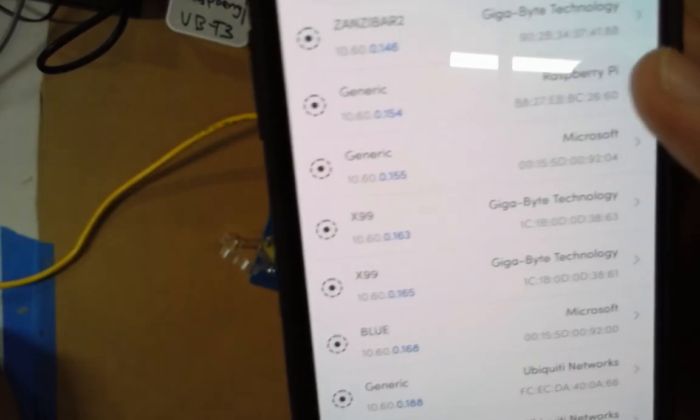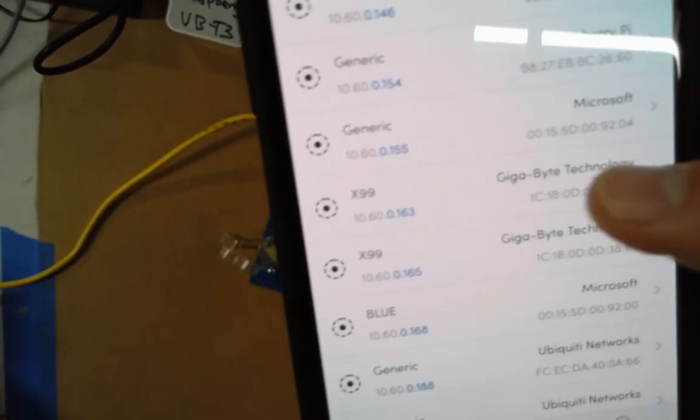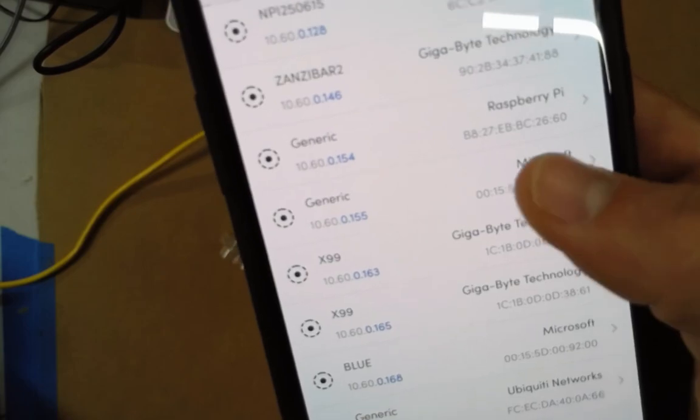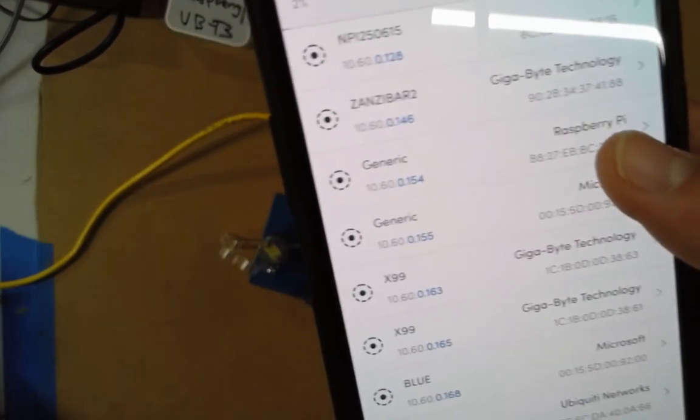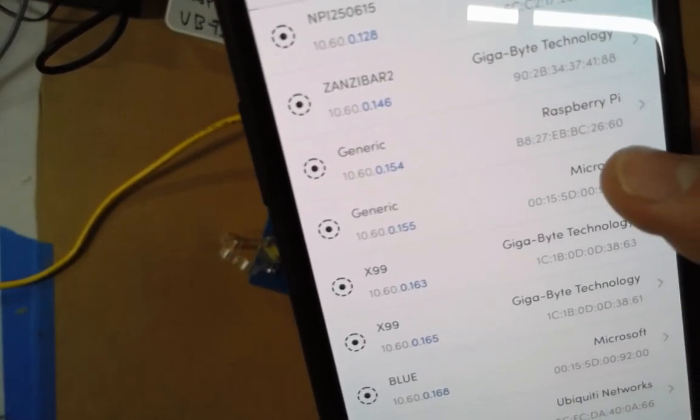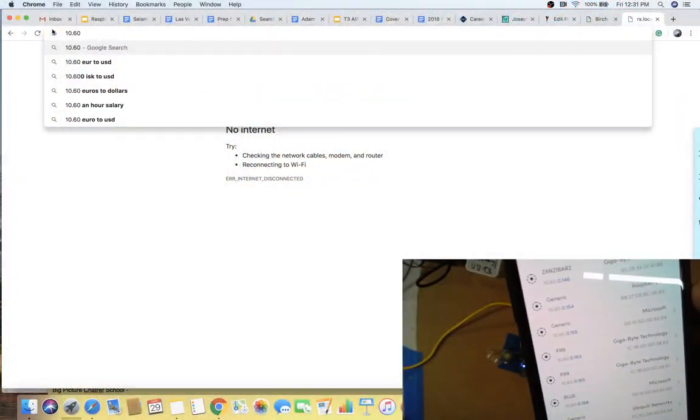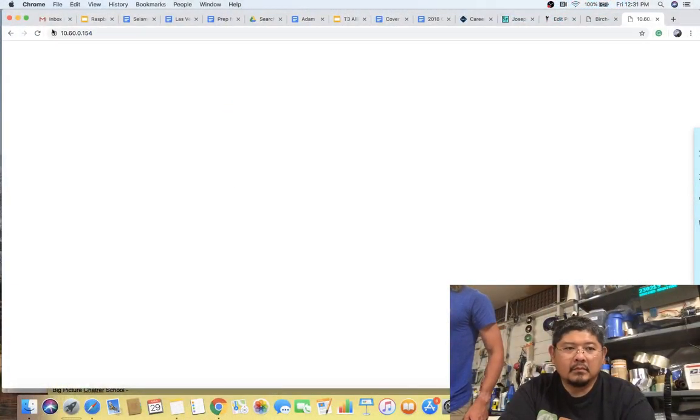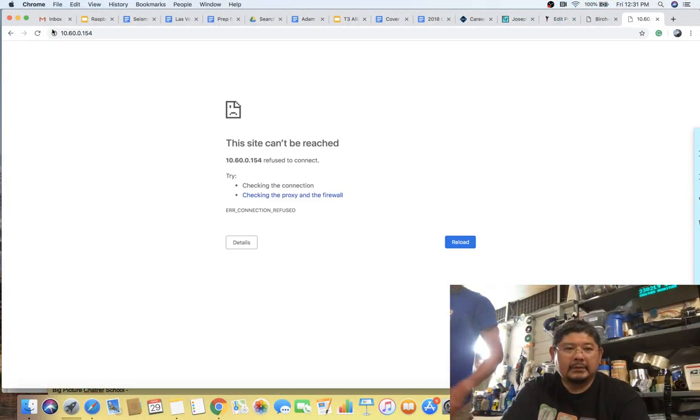Does it have an SD card in the thing? Yep. Okay, we're checking that. So we got it in there. Let's try this that I found here on this generic Raspberry Pi. So let's try 10.60.0.154 and see if that works. No, it doesn't look like it.